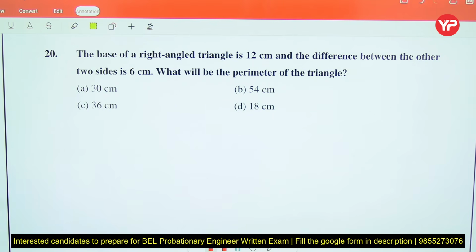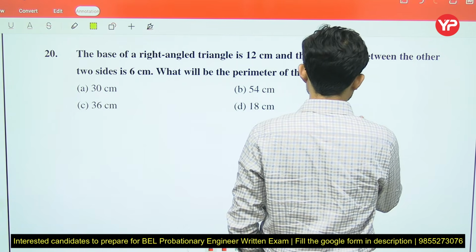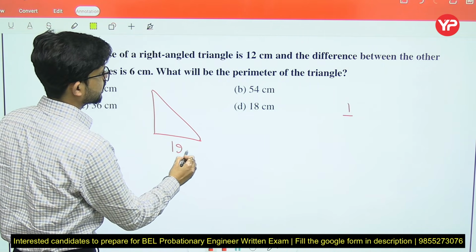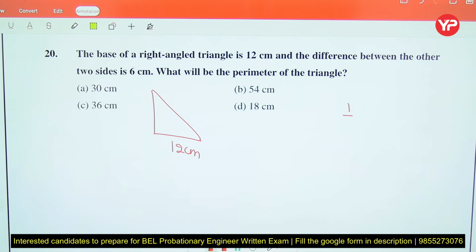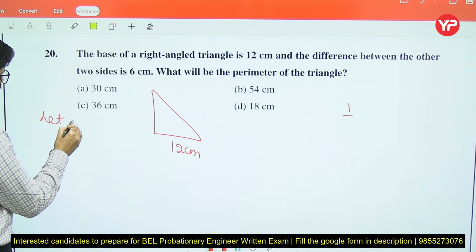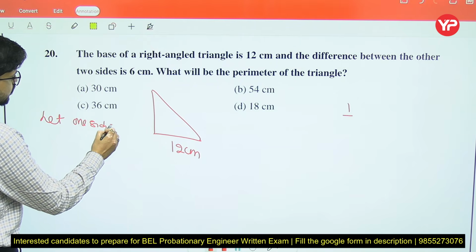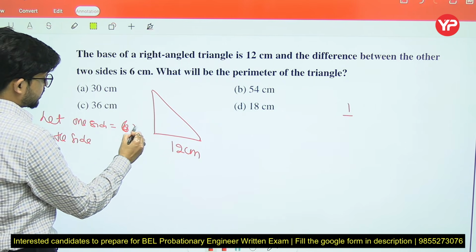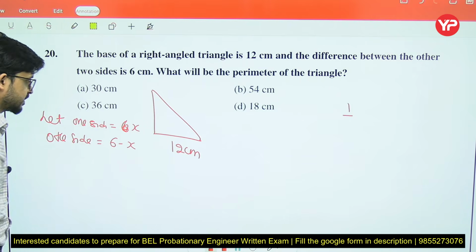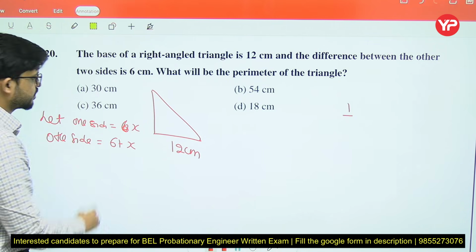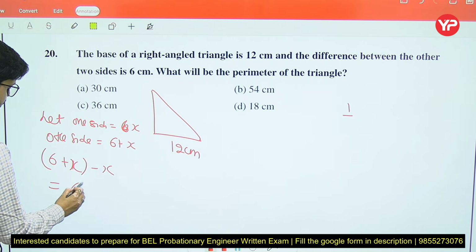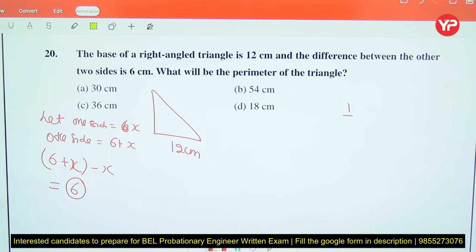The base of a right angle triangle is 12, and the difference between the other two sides is 6. It is a right angle triangle, so it is like this. Let one side be x and the other side be 6 plus x, because when we take the difference we get 6. Let's try to solve this.